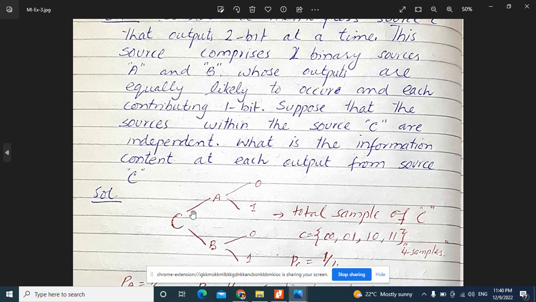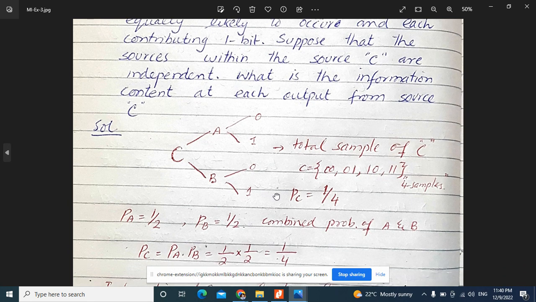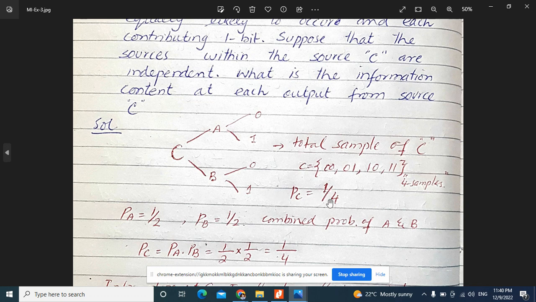Sources like A and then the other one is B. And each source is contributing by 1 bit. So it means that it can be equal to 0 or it can be equal to 1. Similarly, for B, it can be equal to 0 and it can be equal to 1. Total samples of C belong to 00, 01, 10, and 11. So that is the combination. So four samples. So the total probability of C is equal to 1 by 4.